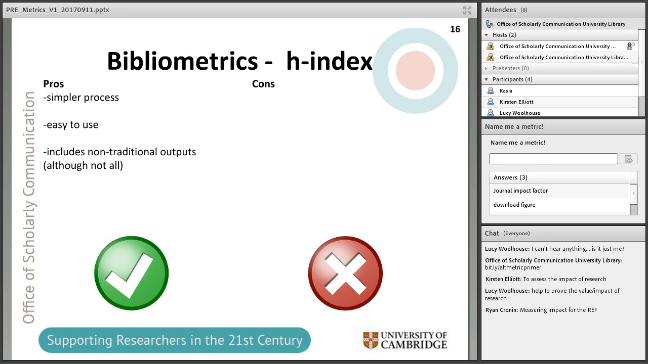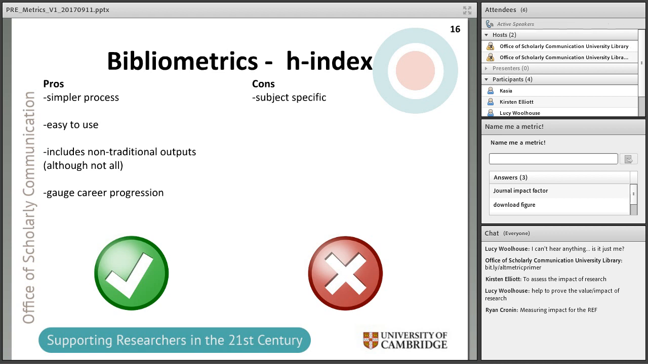It includes non-traditional outputs, although not all. So if you're working with researchers in the arts and humanities, for instance, it means you can include things like their book chapters. And it's used to gauge career progression, so your H-index should go up and up as your career goes on and on. And so you can use it to kind of compare how you've been going over the years.